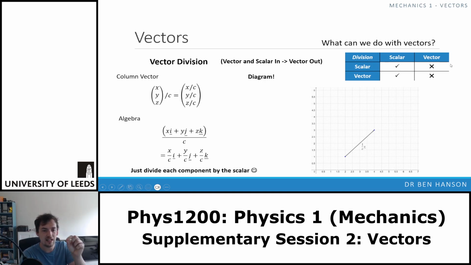If I've got something that just has size and no direction, how can I divide it by a direction? What does that even mean, to divide by a direction?